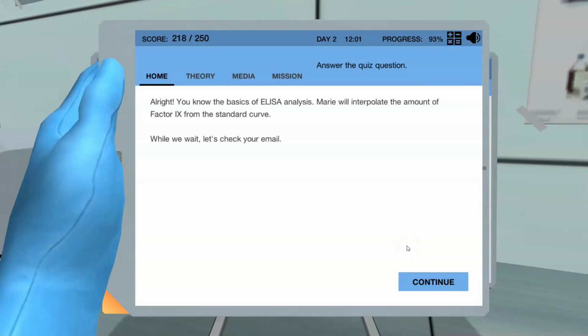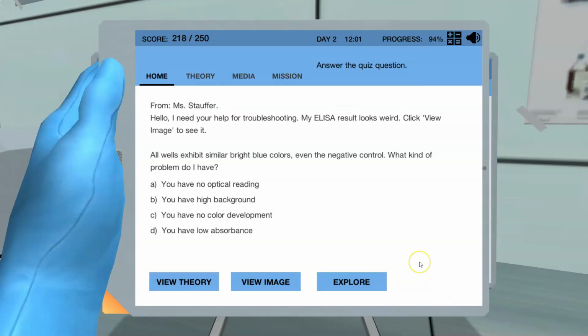While we wait, let's check your email. From Ms. Stauffer: Hello, I need your help for troubleshooting. My ELISA result looks weird. Click View Image to see it. All wells exhibit similar bright blue colors, even the negative control. What kind of problem do I have?